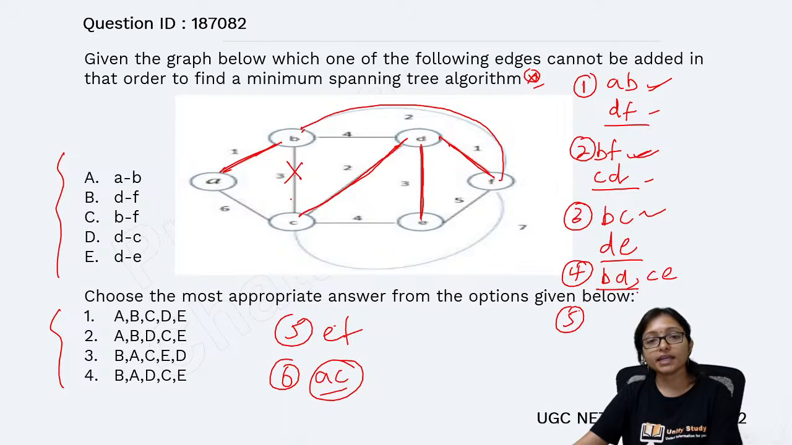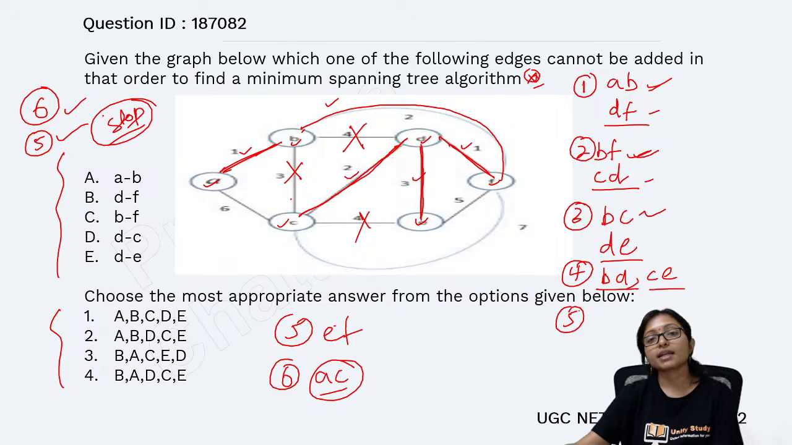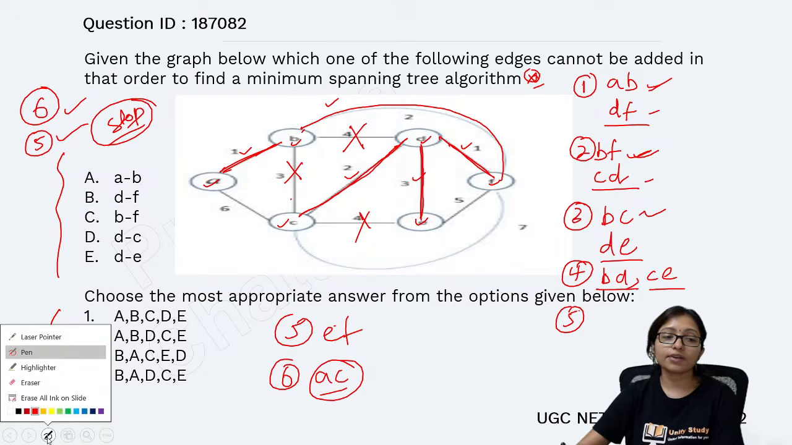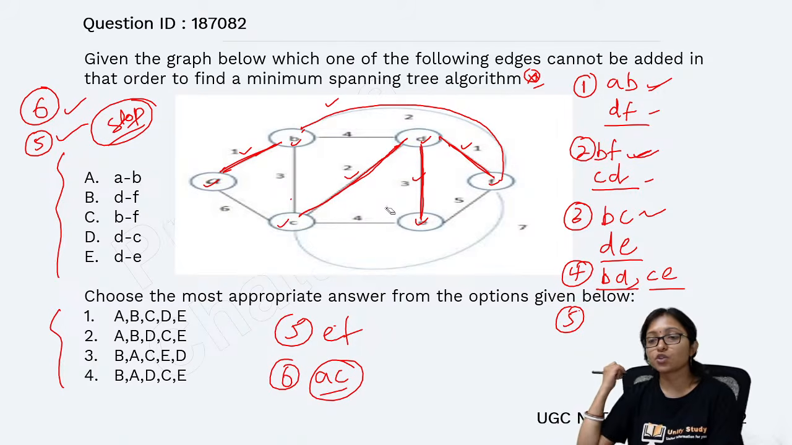Can I go for BD? I cannot go because it will create a cycle. Can I go for CE? There were 6 vertices, and for the 6 vertices I need to cover 5 edges. How many edges have we covered? 1, 2, 3, 4, 5. All the 5 edges are done. Now you can stop. So ultimately your spanning tree is looking like this. This is your spanning tree.